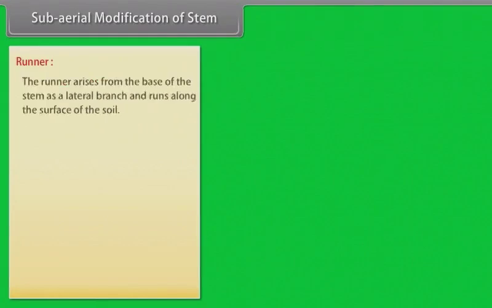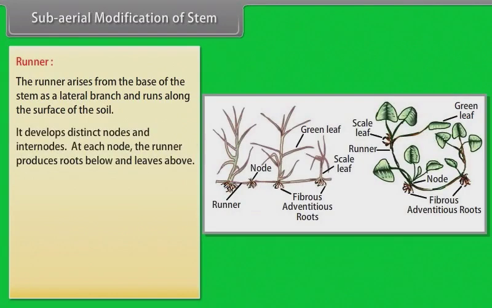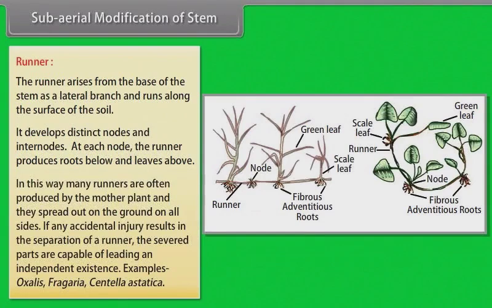Runner. The runner rises from the base of the stem as a lateral branch and runs along the surface of the soil. It develops distinct nodes and internodes. At each node, the runner produces roots below and leaves above. In this way, many runners are often produced by the mother plant, and they spread out on the ground on all sides. If any accidental injury results in the separation of a runner, the severed parts are capable of leading an independent existence. Examples: oxalis, fragaria, centella asiatica.